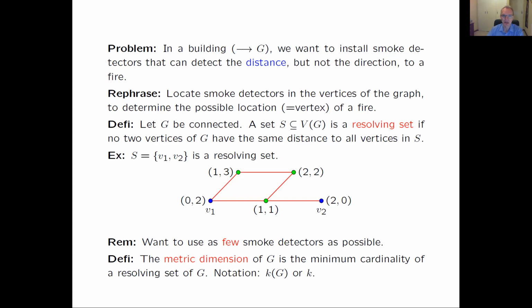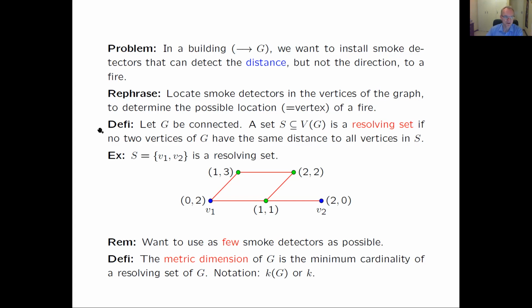And what we want to do is we want to place smoke detectors so that we can detect the location of a possible fire. So let's rephrase that, because we model our building by a graph. We can think of this as having a graph, and we want to place our smoke detectors in the vertices of our graph so that we can determine the possible location of a fire that would be in a vertex. Possibly a vertex in which we have a smoke detector, possibly another vertex.